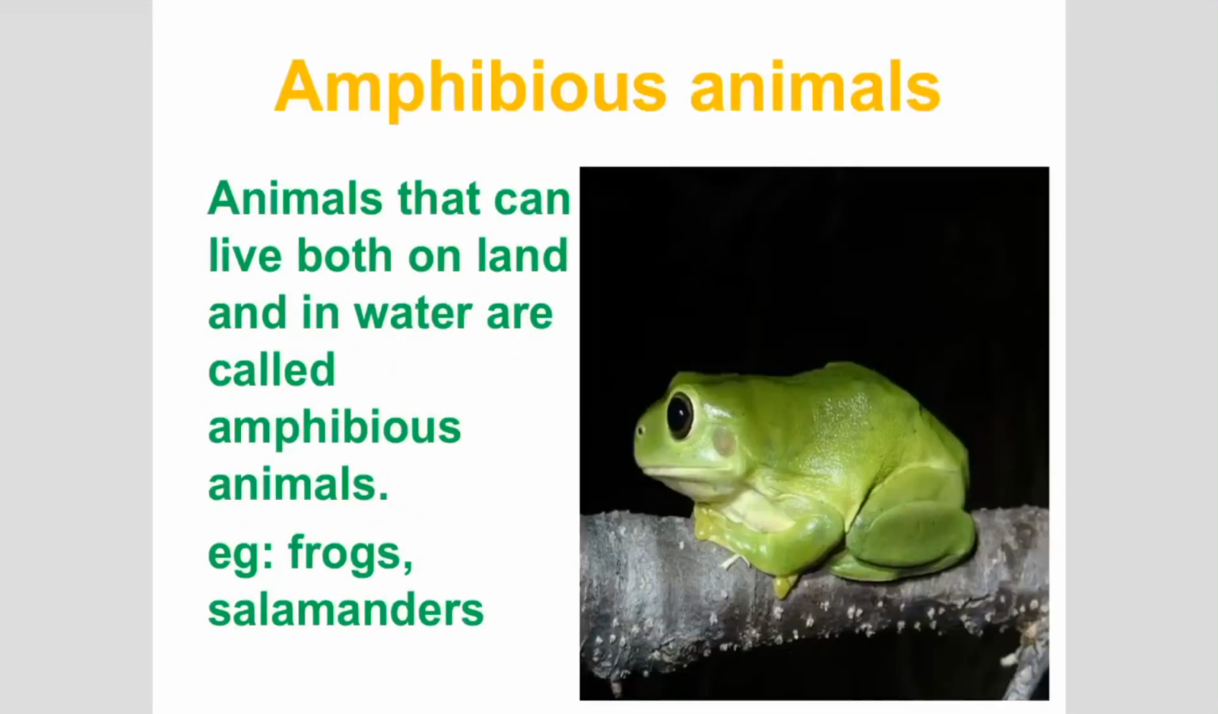Children, finally we have amphibious animals. Animals that can live both on land and in water are called amphibious animals. Frogs and salamanders are common examples of such animals. What are amphibious animals? Animals that can live both on land and in water.